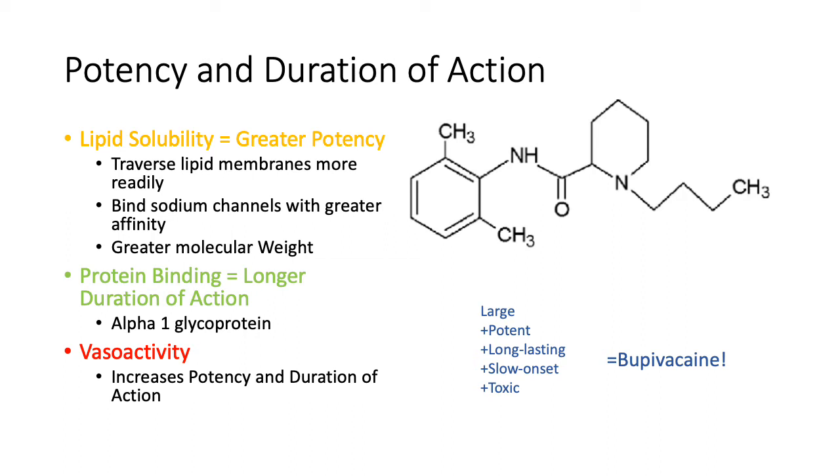Vasoactivity also plays a role in potency and duration of action. Vasoconstriction can lead to increased potency and increased duration of action. Some local anesthetics, for example ropivacaine, may cause vasoconstriction at low subclinical doses, whereas moderate or high doses result in vasodilation, or even decreased SVR, which contributes to toxicity. Cocaine is the only local anesthetic that causes vasoconstriction at all doses.